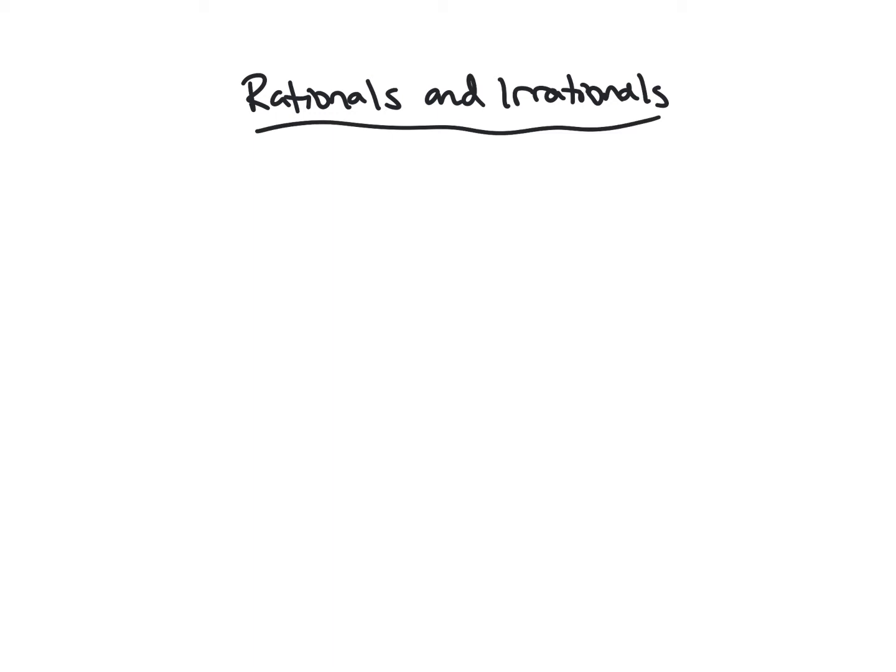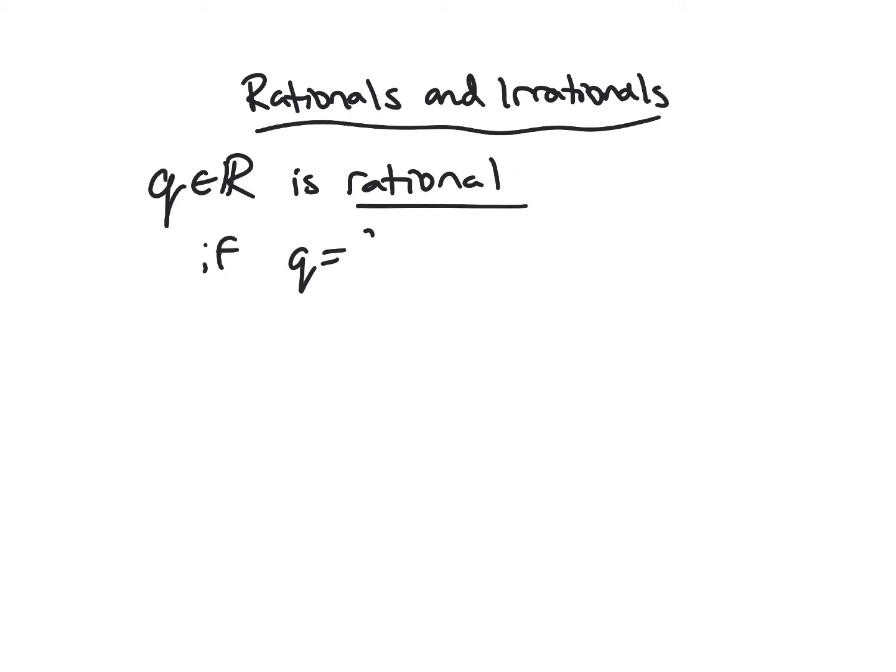And we say that a number q in the real numbers is rational if q can be written as a over b, with a and b both integers. And of course, we don't want to be dividing by 0, right? Because that's nonsense. And so we say that b is not equal to 0 as well. Okay? So these are basically just fractions.